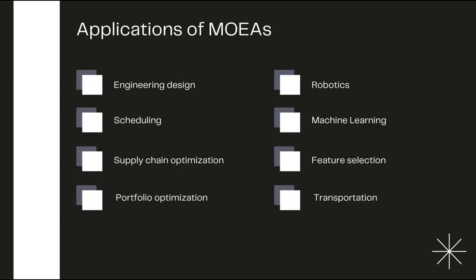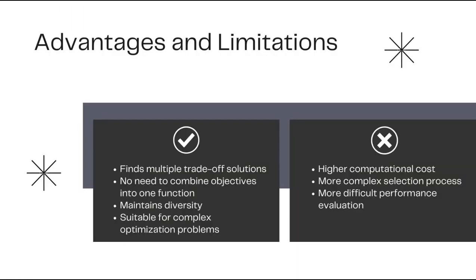Advantages of multi-objective evolutionary algorithms. They can find multiple trade-off solutions in a single execution, which is valuable when there is no obvious best answer. They do not require combining objectives into one function with arbitrary weights, and they maintain diversity across the Pareto front. They are also suitable for complex optimization problems with large, nonlinear, discontinuous, or difficult search spaces.